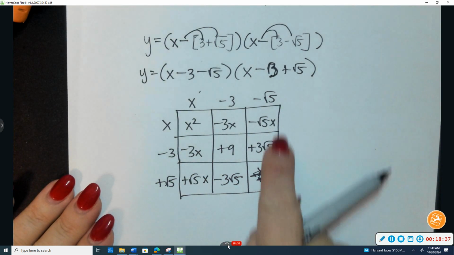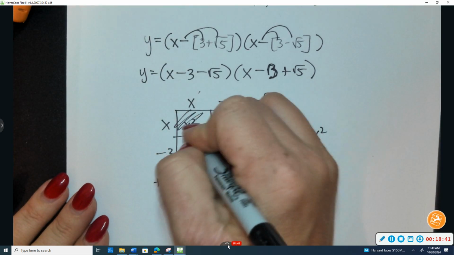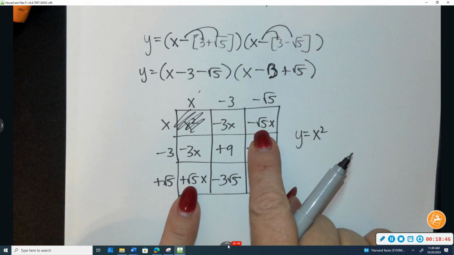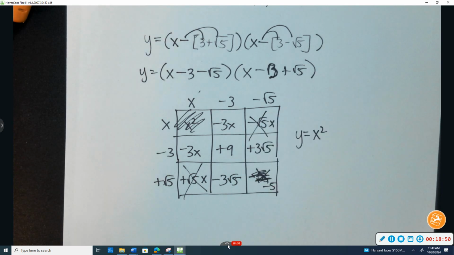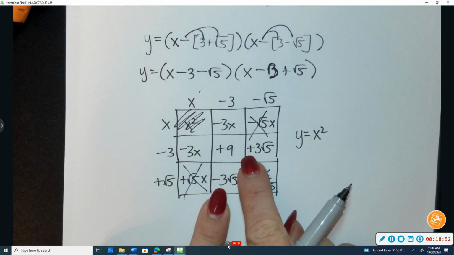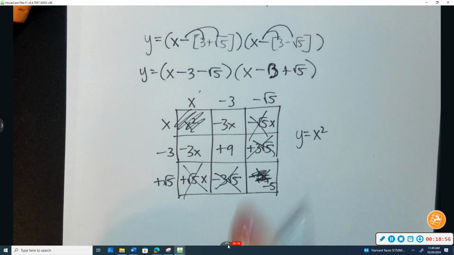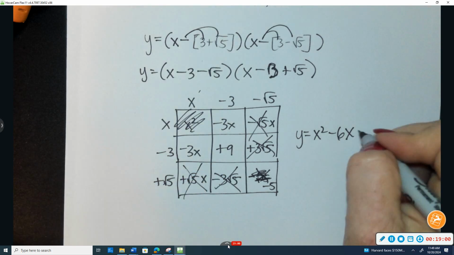There's only one of the 9 terms that is an x squared. So x squared, and I'm going to cross it out. Now I'm going to look for additive inverses. Notice how these are exactly the same, but one's positive, one's negative. Well, those are additive inverses. They cancel out. Exactly here, too. Positive 3 square roots of 5 and negative 3 square roots of 5. They cancel out. And now I have a negative 6x and a positive 4.